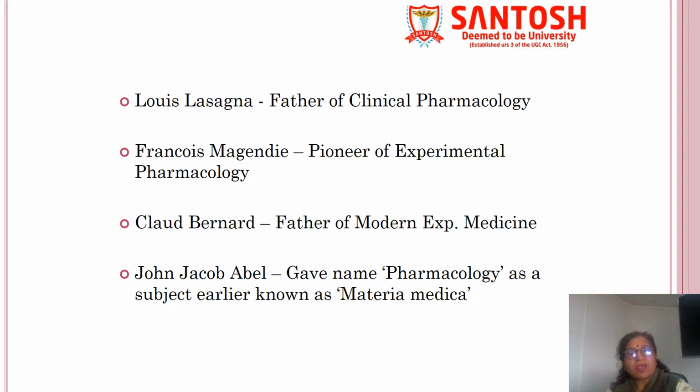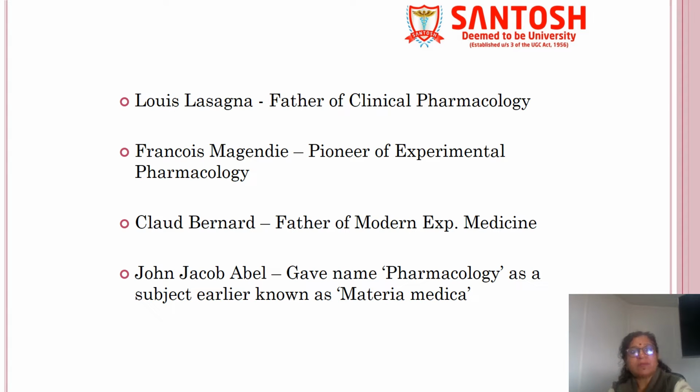Next name is Francois Magendie. Francois Magendie is the pioneer of experimental pharmacology, when we talk about the different experiments which we perform in pharmacology. He introduced morphine, codeine, quinine, strychnine. He did the experimental work on all these particular drugs.